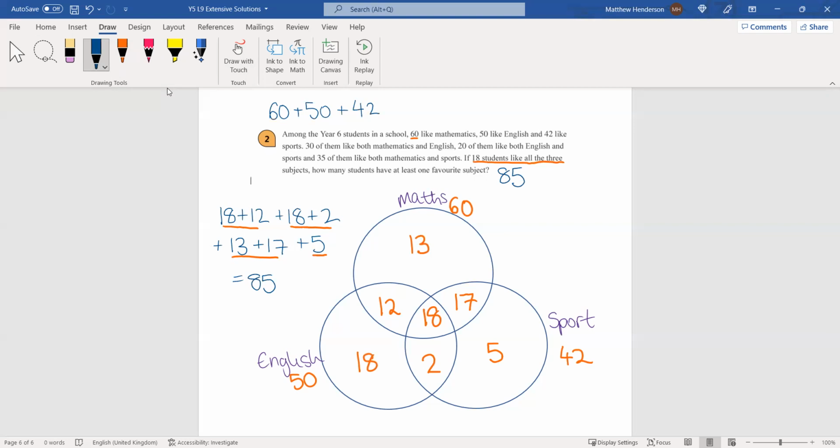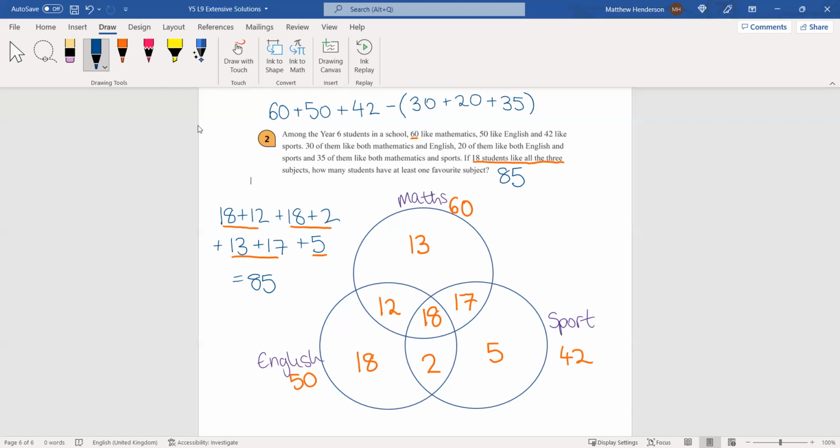So for example, if a student likes maths and English, then they're going to be counted in this 60 and also this 50. So I need to try and subtract each of those students so that I don't count them twice. So I'm going to use brackets here because I need to subtract the 30 students that like both maths and English, the 20 students that like both English and sports, and the 35 students that like maths and sports.